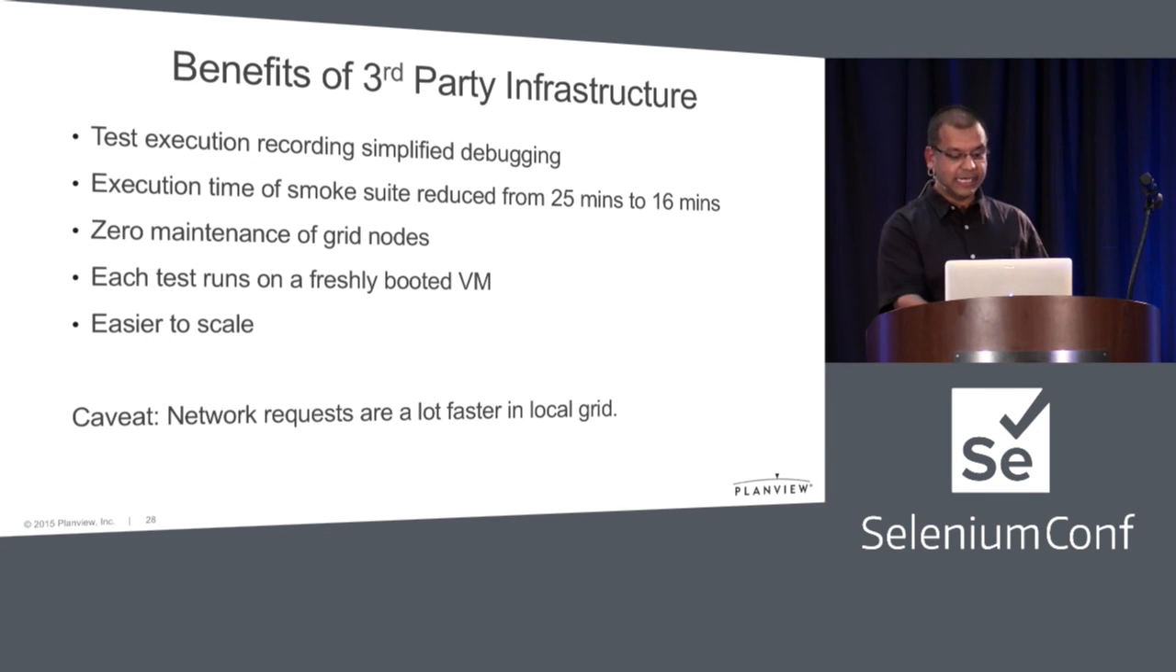Also, getting extra machines as part of your subscription on any of the third-party infrastructure services is simpler than adding new machines to your local test infrastructure. So it's easier and faster to scale on third-party infrastructure when needed. One caveat, which I mentioned earlier also, is that network requests are much faster in local grid compared to third-party infrastructure.